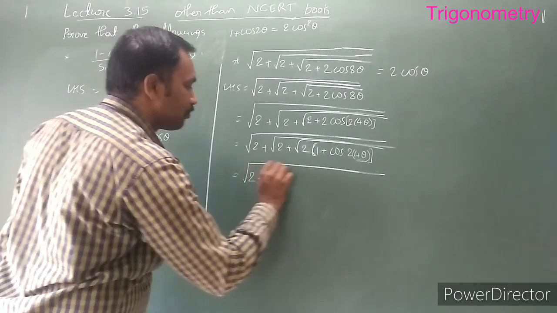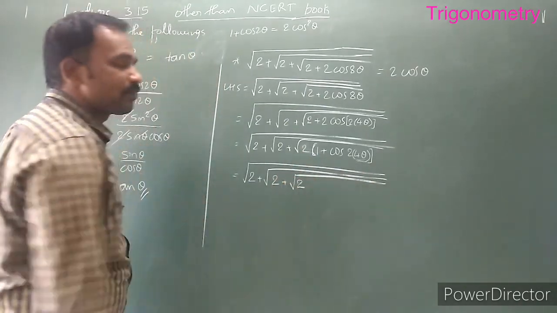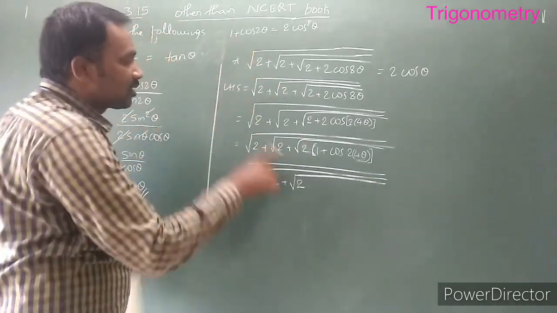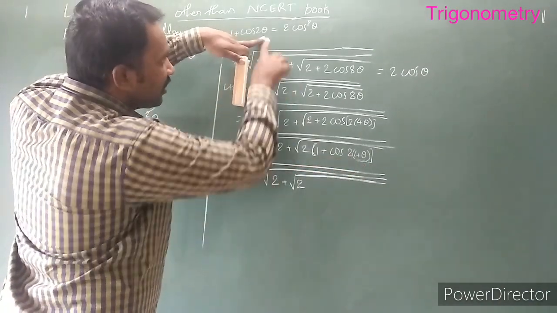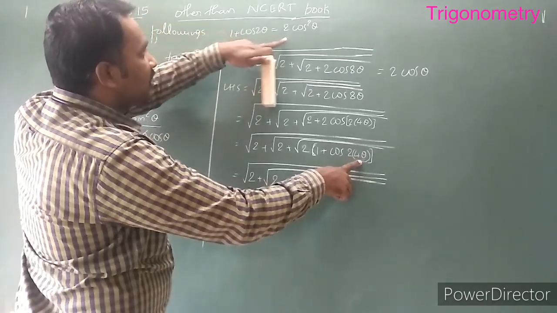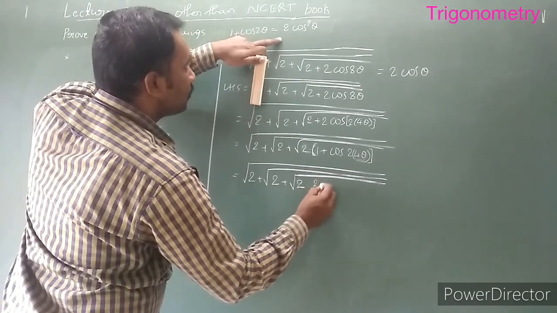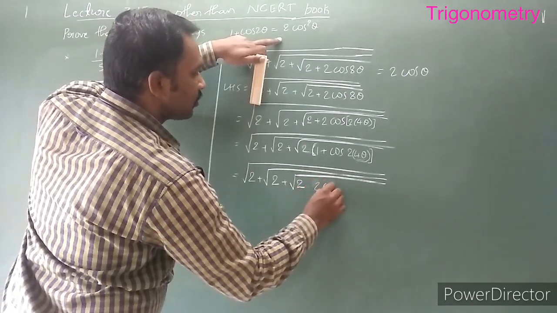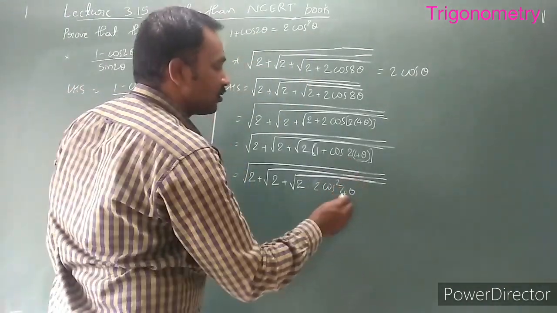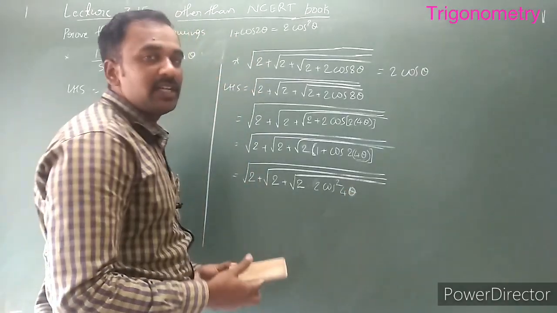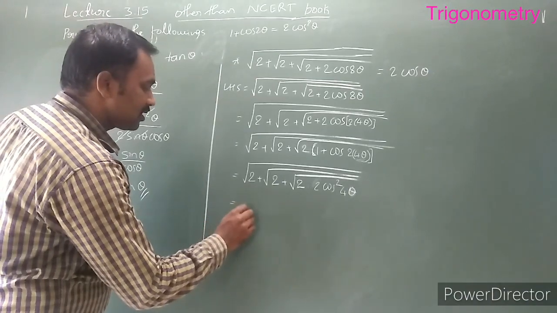What can we write in the next step? 2 as it is plus 2 as it is plus this 2 as it is, into 1 plus cos. In place of theta, replace 4 theta. So 2 as it is, here 2 into cos square of theta, where the theta value is 4 theta. That's all. Now the next one is again the same thing.